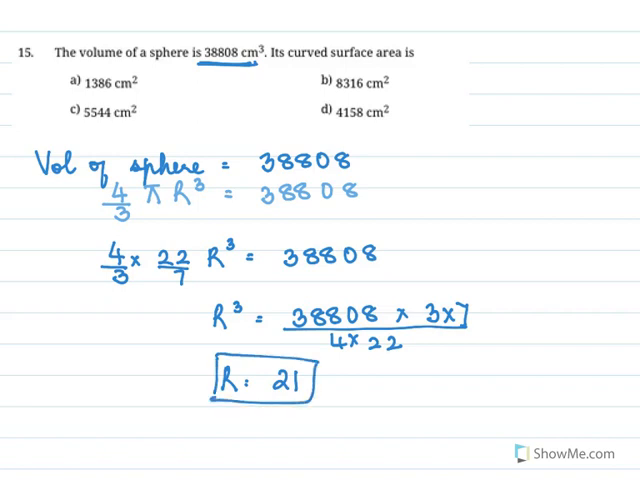This is one part of the sum. And the next part of the sum, they are saying find the surface area. Now, curved surface area or surface area of a cube.